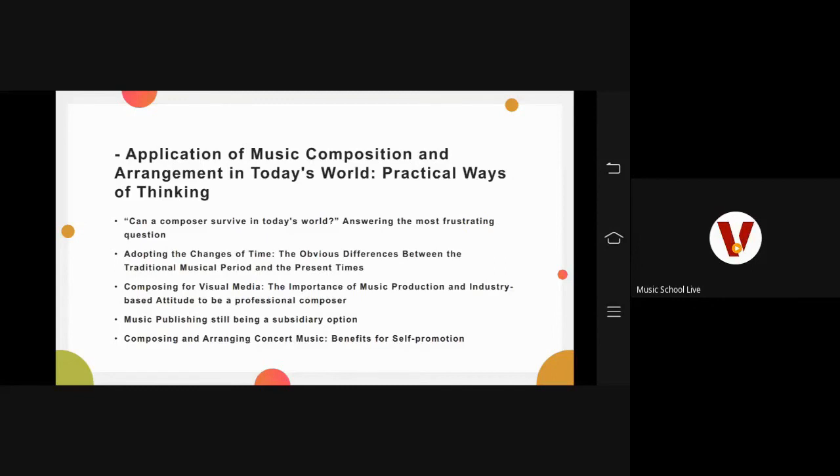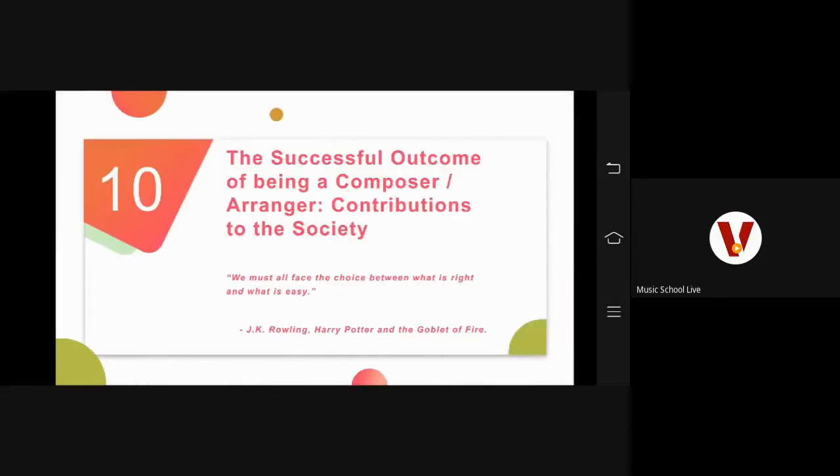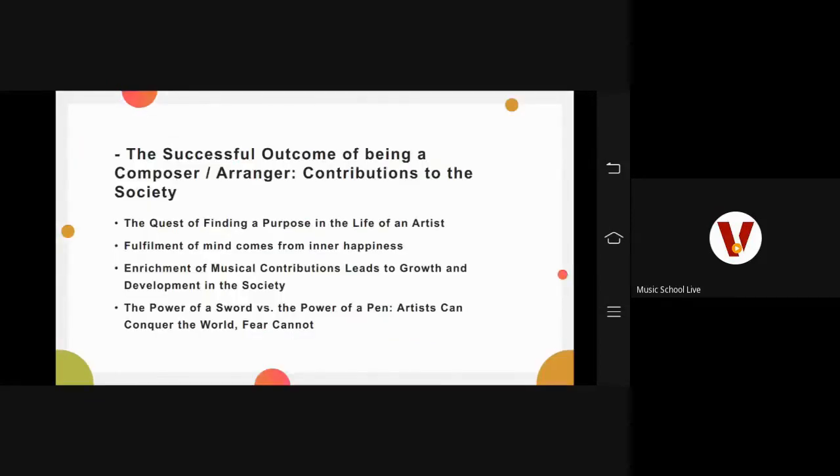The last topic, the successful outcome of being a composer, contributions to the society. Everyone, we can recall J.K. Rowling's quote in Harry Potter and the Goblet of Fire, we must all face the choice between what is right and what is easy. Every artist has to find a purpose in their lives. If I want to be a composer, I have to do the same.